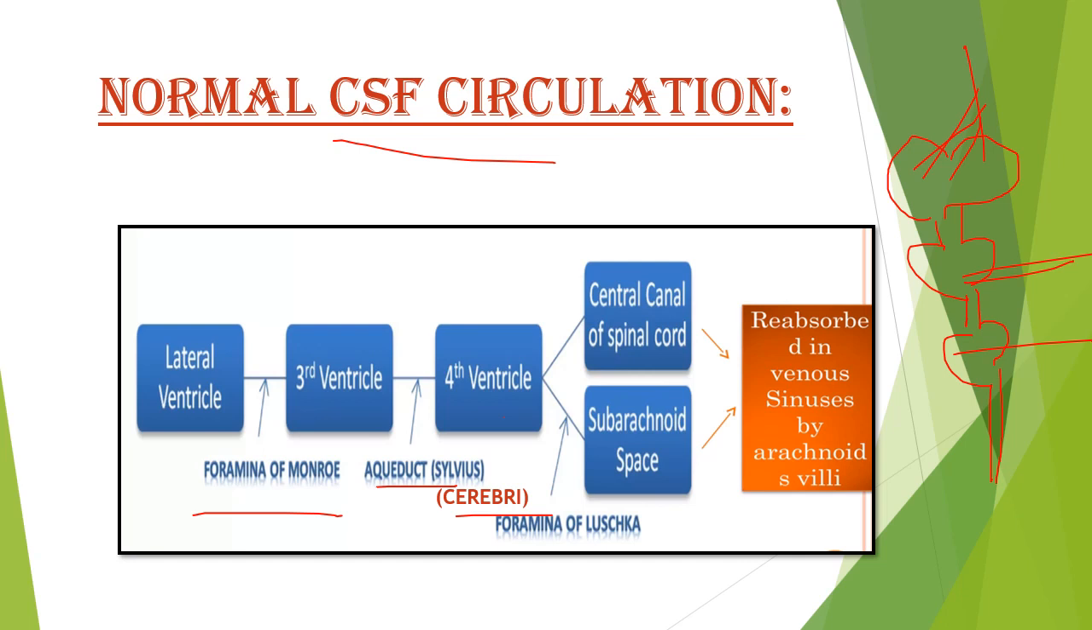The fourth ventricle is connected to the subarachnoid space by the foramen of Luschka. Fourth ventricle to subarachnoid space by the foramen of Luschka. CSF is reabsorbed into the venous sinus by the arachnoid villi. Once it enters the systemic circulation, it is reabsorbed by the arachnoid villi, and it returns and repeats the process. That is the normal CSF circulation, with 150 ml as the normal CSF volume.